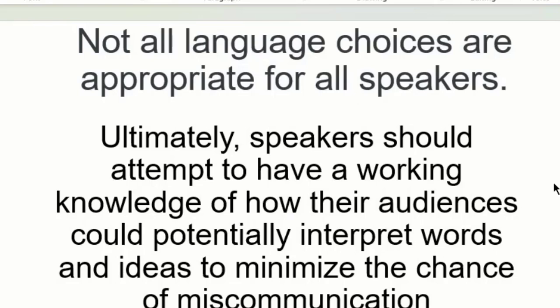So to say that ultimately speakers should attempt to have a working knowledge of how their audiences could potentially interpret words and ideas to minimize the chance of miscommunication. Remember, you were saying sometimes you don't know how to express yourself when you are in a meeting or something. These are the things that I'm talking about. You must have a working knowledge. You have to have that for your audience. Okay?